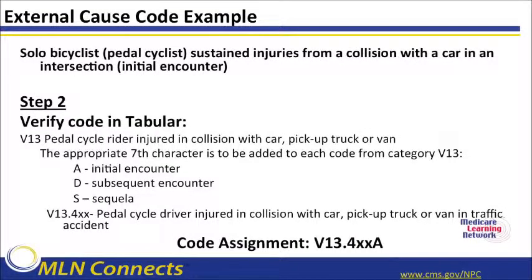As shown on slide 47, this code requires a 7th character, so since there are only 4 characters in V13.4, 2 placeholder X's are added after the 4 to create a 6-character code, and then the 7th character A is added at the end of the code since this was an initial encounter. The final code assignment is V13.4XXA.